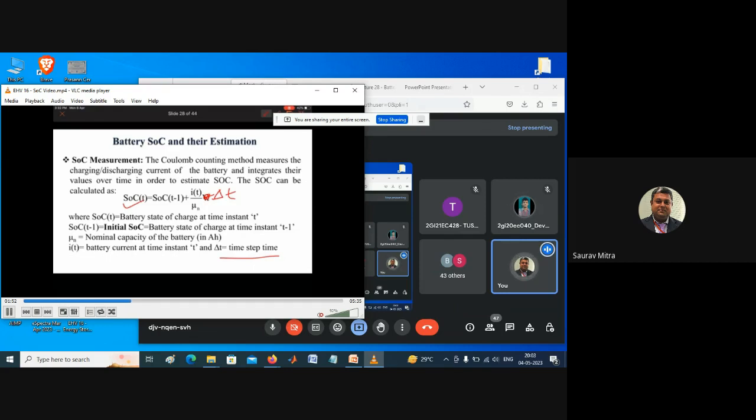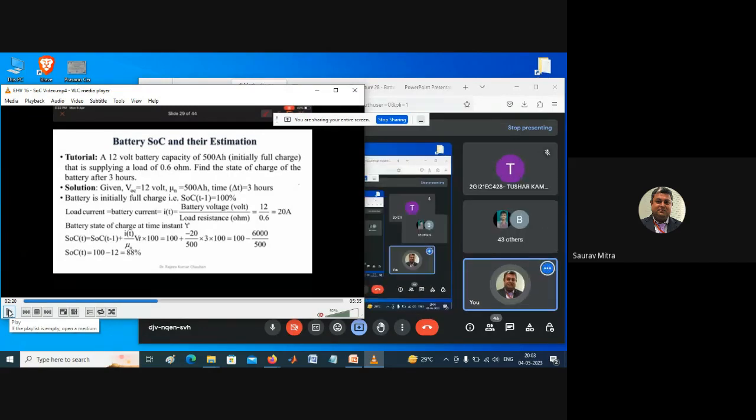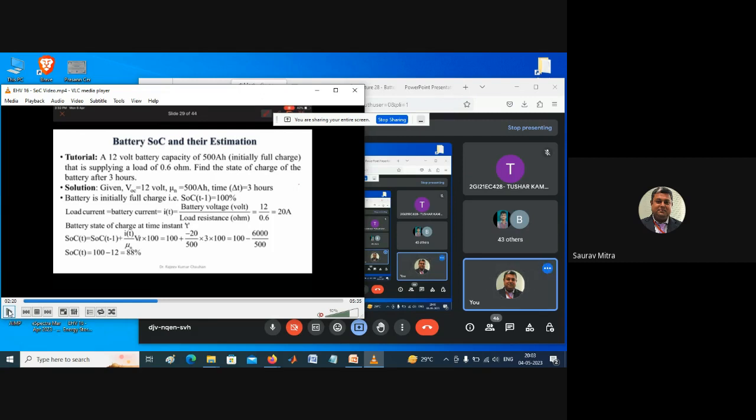The same equation you can prepare from here, and this video you should see, because those who will be working on this numerical visible to you, exactly the same numerical I have taken. Battery SOC and their estimation. Is this thing visible? The answer is 88%.